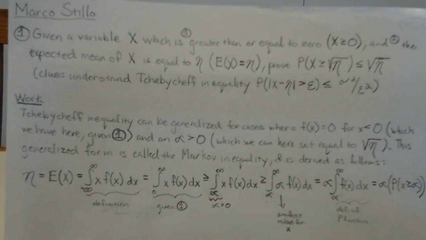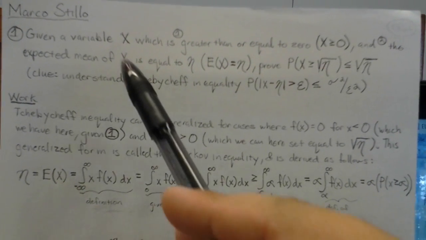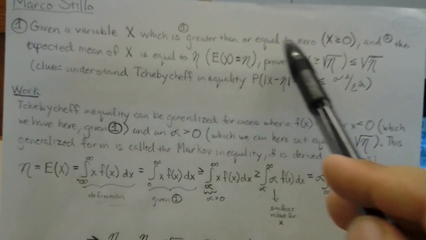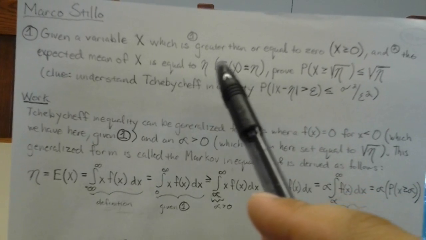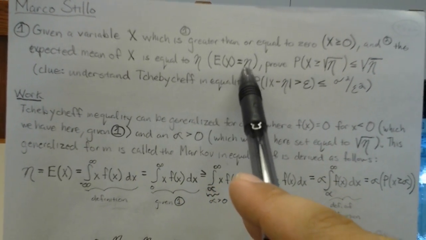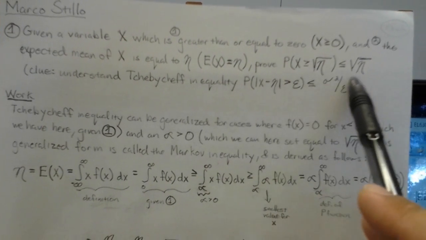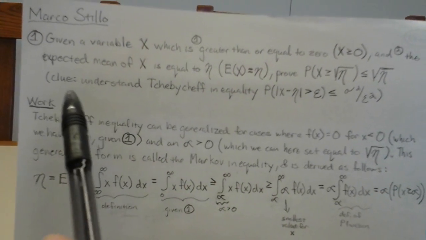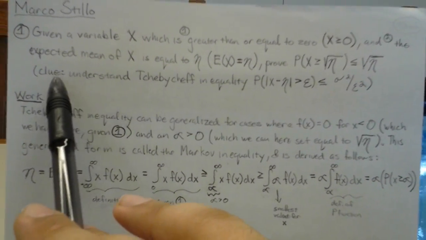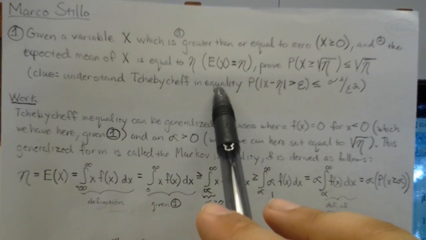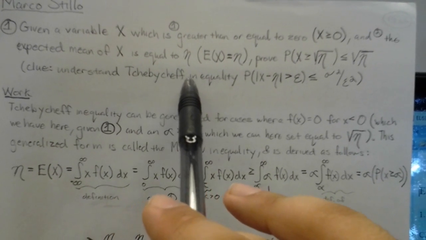So what do we have here in this question? We have our variable x, with the given that it is greater than or equal to 0, and that the expected mean is equal to eta. We're asked to basically prove this right here. One of the clues given to us is that we're going to use this inequality, which is proven in the notes, the Chebyshev inequality.